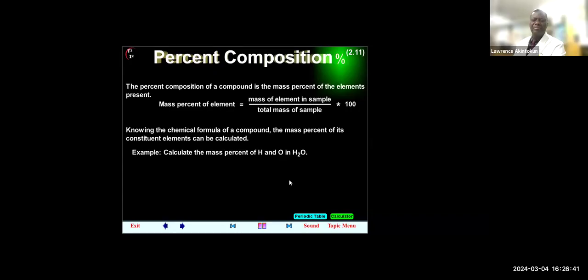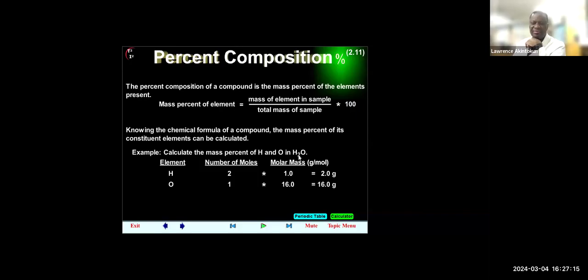H and O in H2O. Element H. Number of moles 2. Molar mass 1.0. 2.0 grams. Element O. Number of moles 1. Molar mass 16.0. 16.0 grams. Now remember, you are getting your molar mass from the periodic table as we did in the first week of the class. There are 2 atoms of hydrogen in H2O.